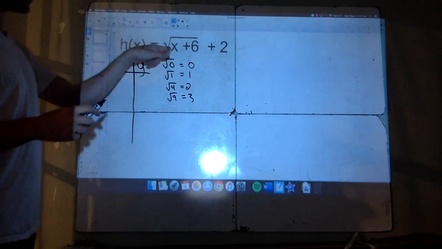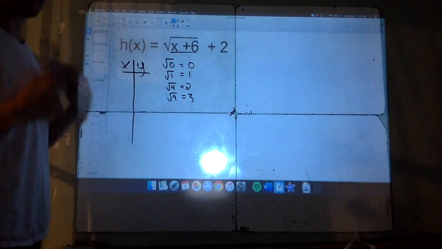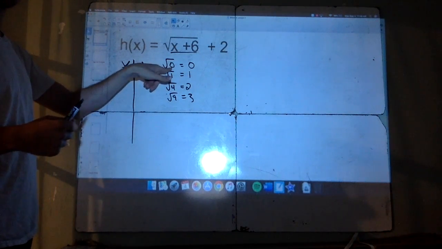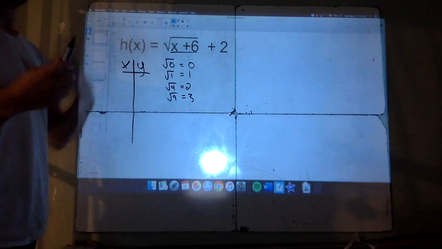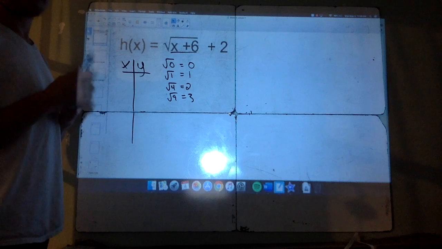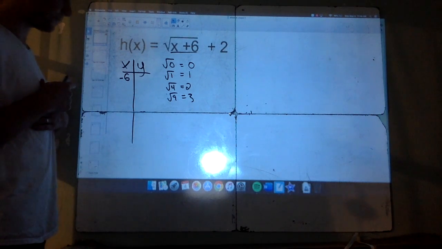So we want x plus 6, this inside part, to be 0, because we know what the square root of 0 is. So what number plus 6 gives us 0? So that's our first value here, negative 6.